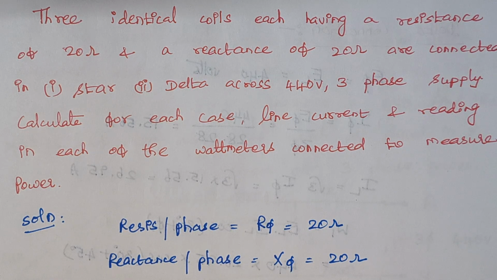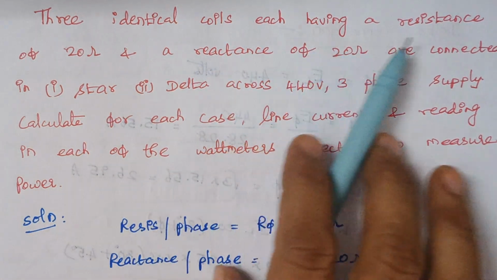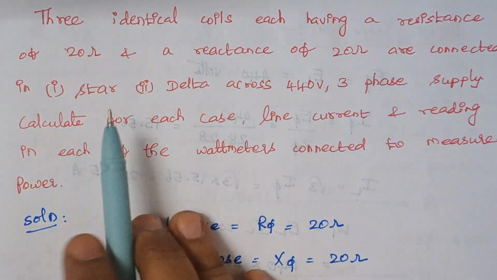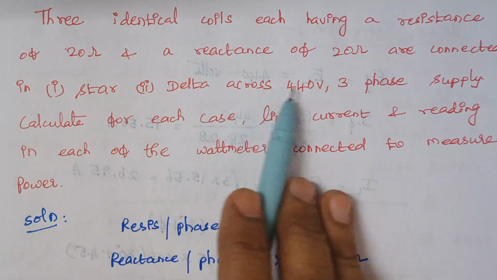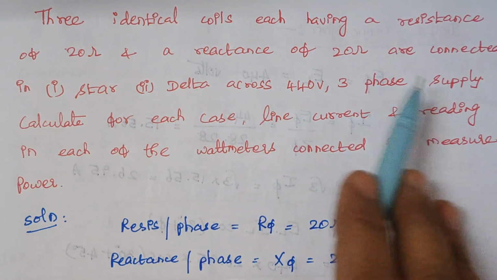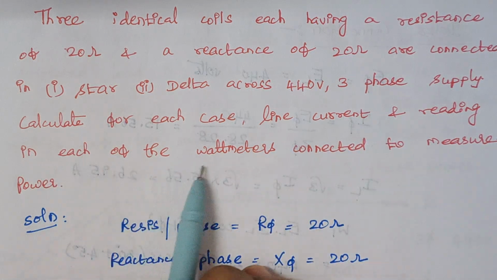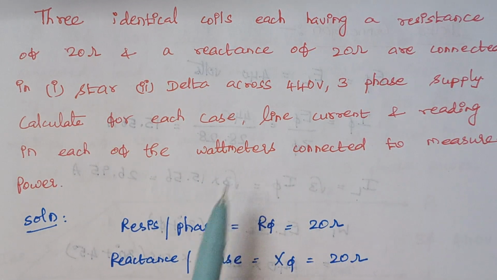The problem is: three identical coils, each having a resistance of 20 ohm and reactance of 20 ohm, are connected in star and delta across a 440 volt three-phase supply. Calculate for each case the line current and the reading in each of the wattmeters connected to measure power.